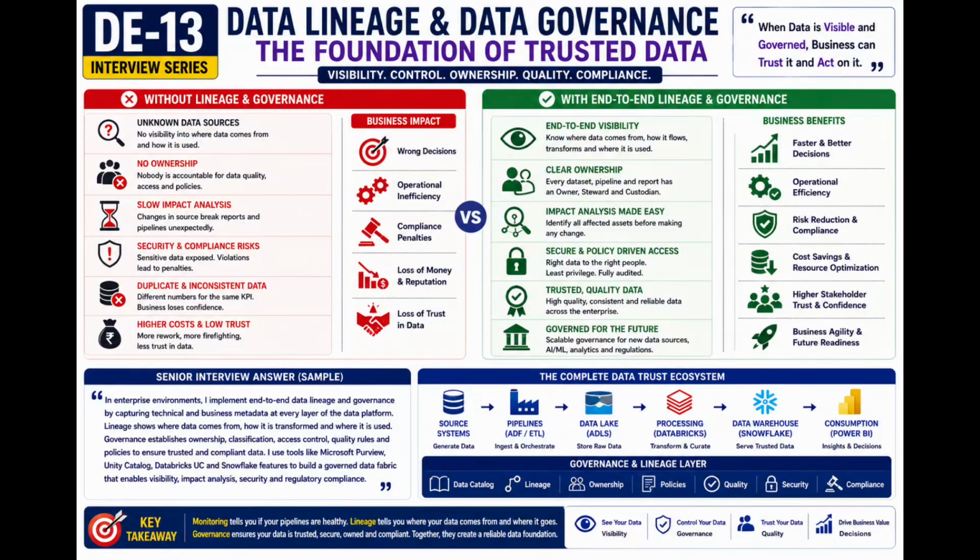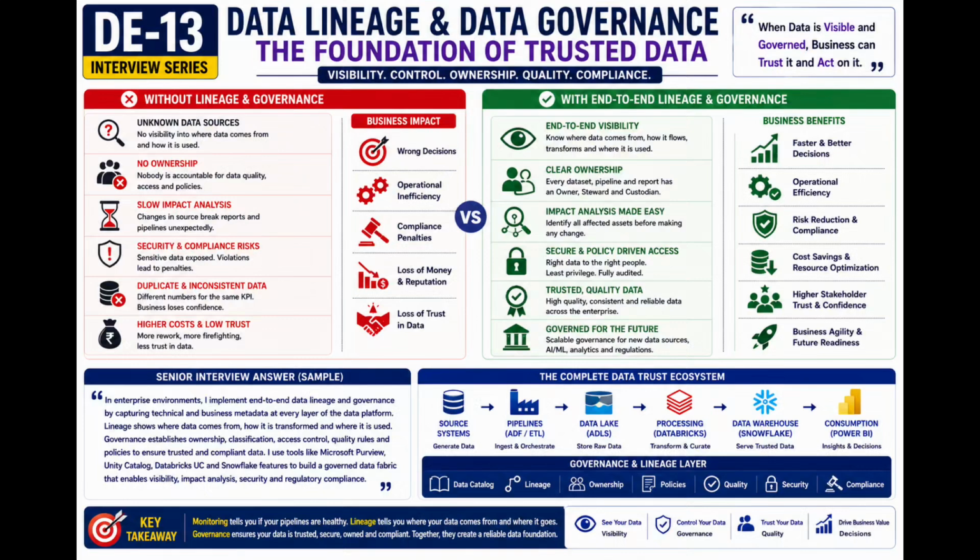I also distinguish between technical lineage, transformation lineage, and business lineage so that both engineering teams and business users can understand the data journey. For governance, I establish a centralized data catalog, business glossary, ownership model, data classification, access controls, data quality standards, retention policies, and compliance controls. For example, using platforms such as Microsoft Purview, Databricks Unity Catalog, Snowflake governance capabilities, and Power BI metadata, we can connect technical metadata with business context and lineage.